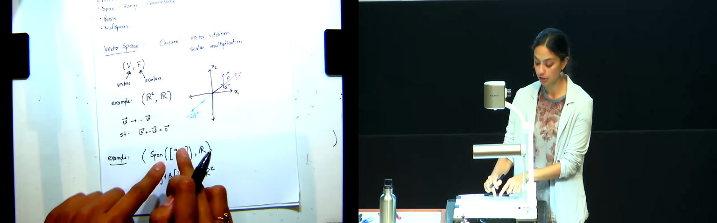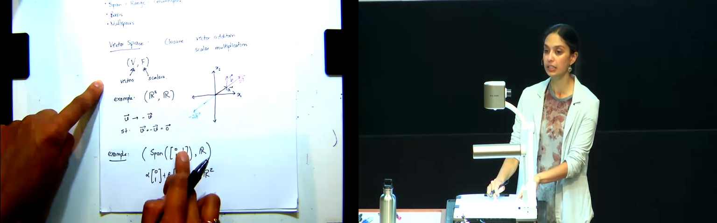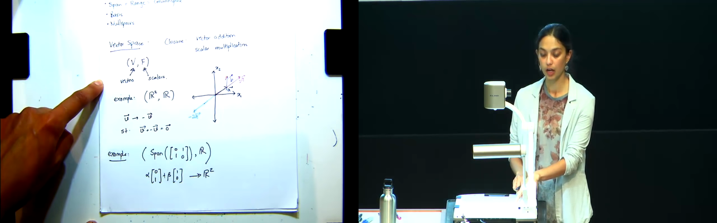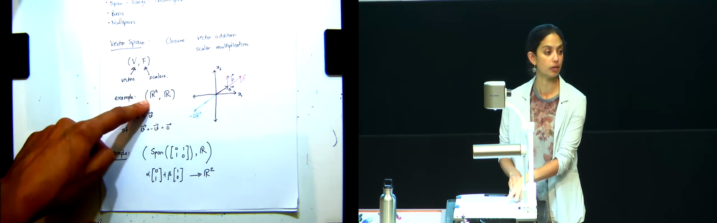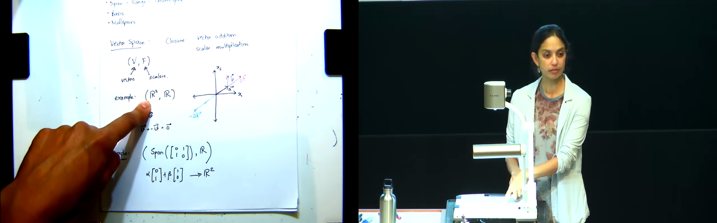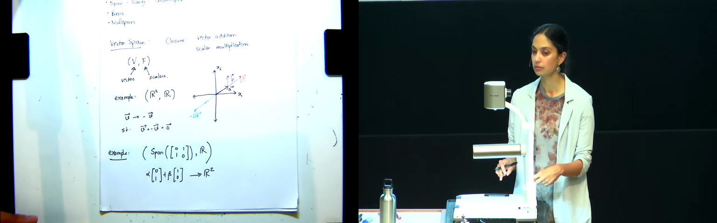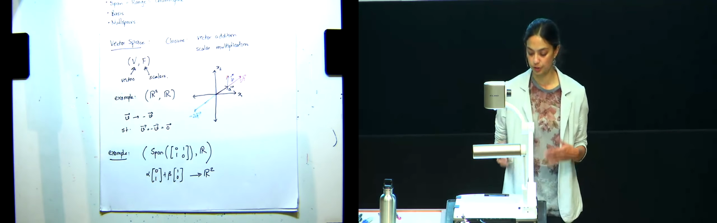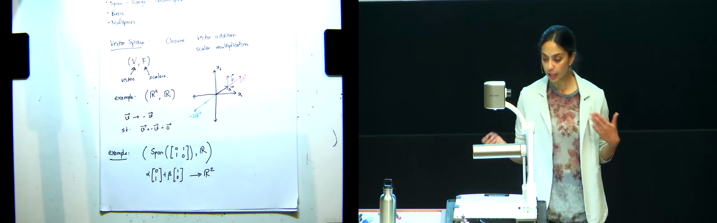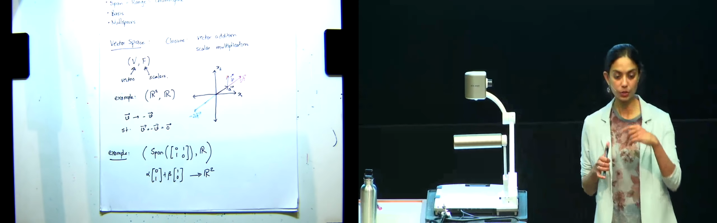So this is just a different way of writing exactly the same vector space that we wrote up here. Is that clear to everyone? Any questions about this? So this is also a vector space. Why? Because you can think about adding any of these two. Yeah, question?